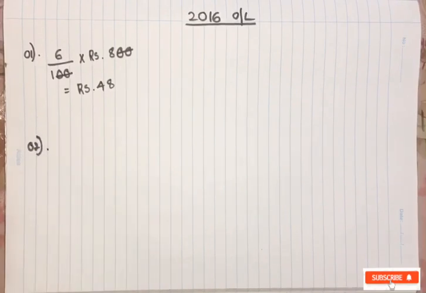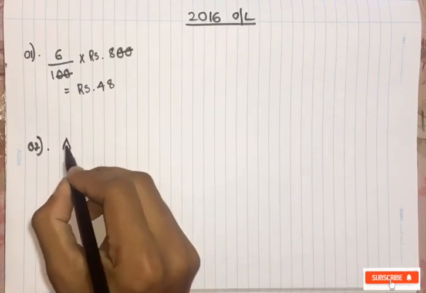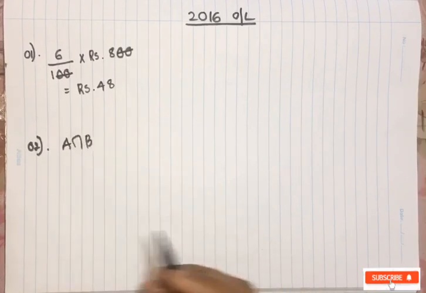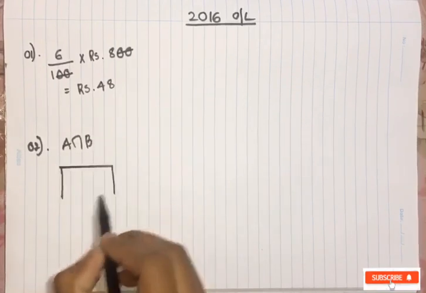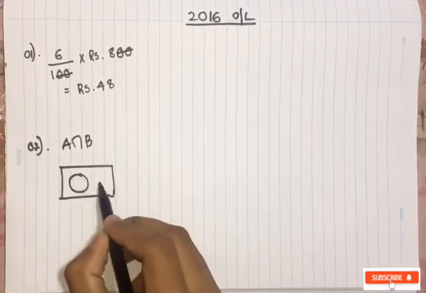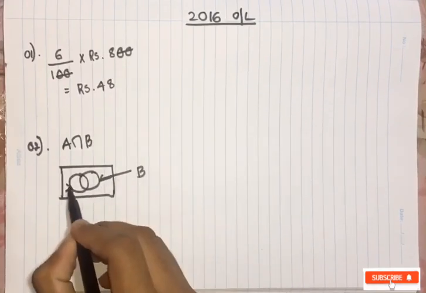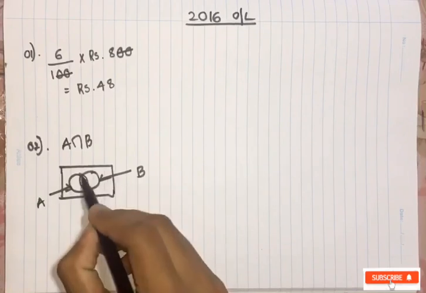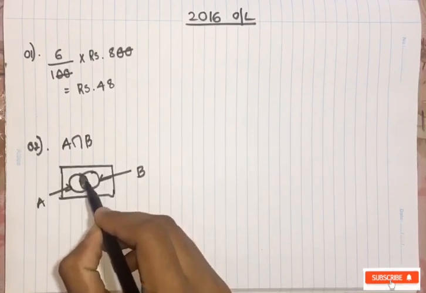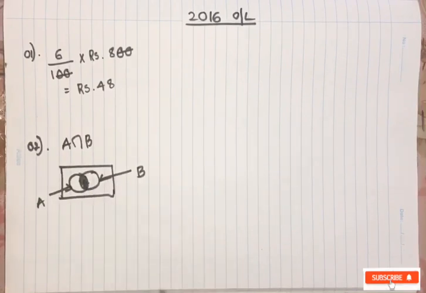The second question, they have given you a set. They have asked you to color shade the part A intersection B. A intersection B means the part which is common to both A and B. Say you have two sets here. This is B and this is A. You have to color the common area. You have to shade it.